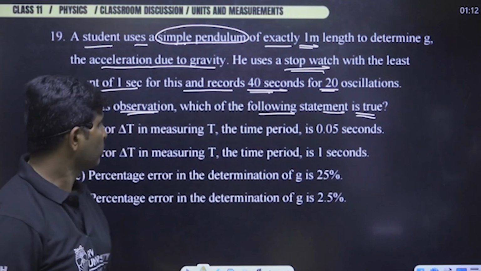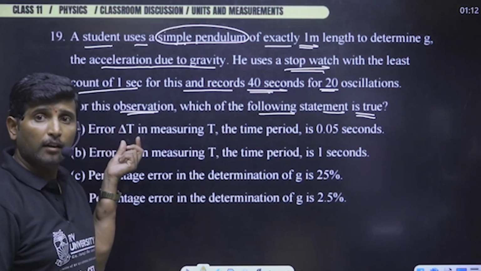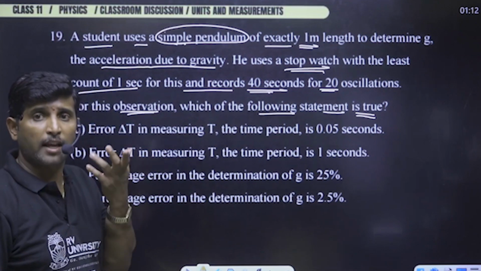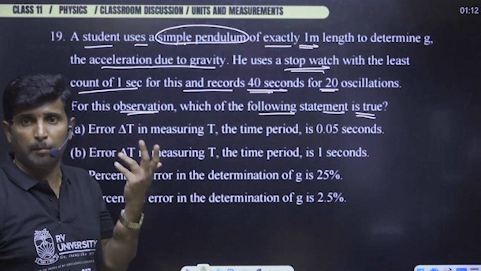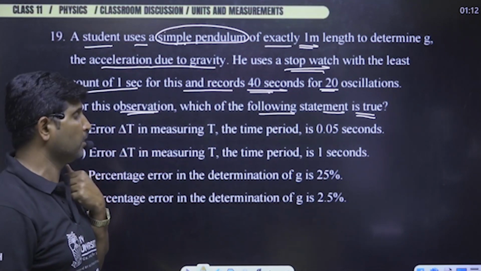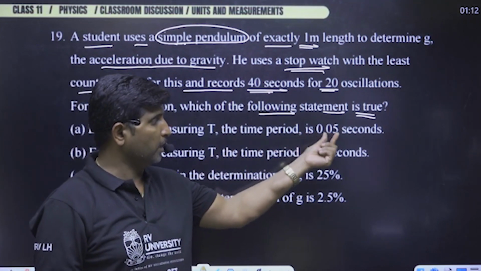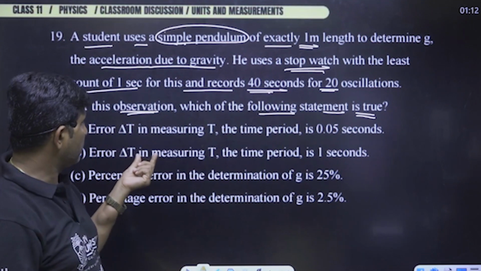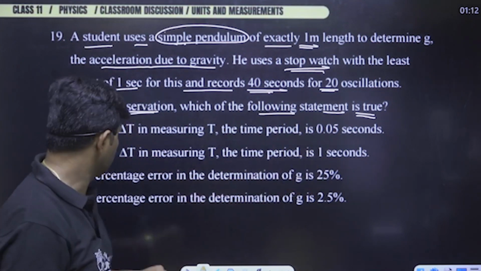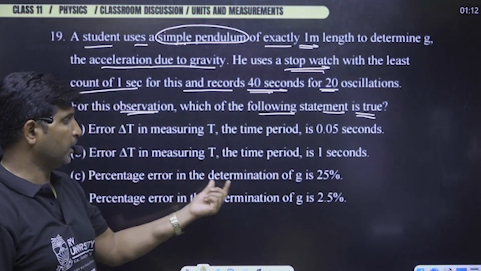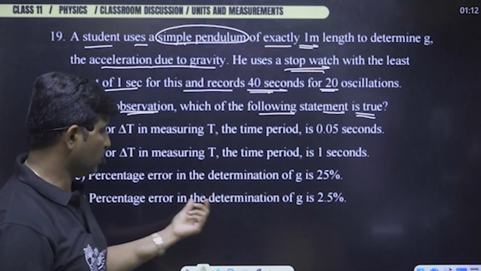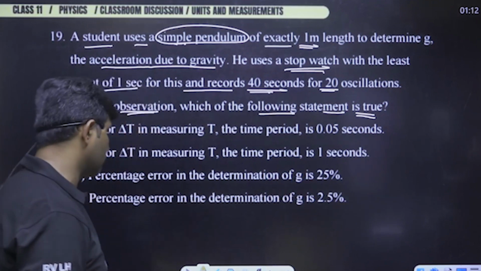True. So please think about that error, delta t. What is the mistake or what is the uncertainty? What is the error in measurement of time period? The time period is obtained, and the error is given as 0.05 seconds. Error in time period is 1 second. Percentage error in the determination of G is 25%. Percentage error in the determination of G is 2.5%.